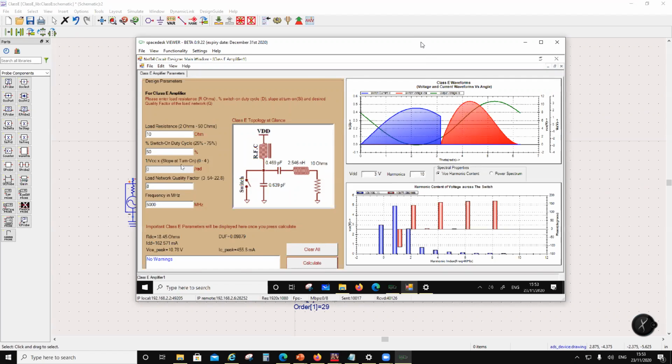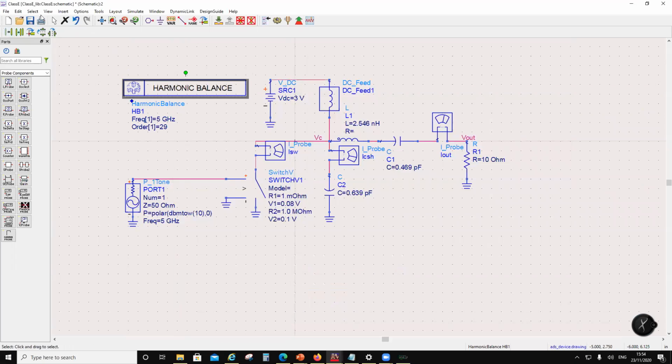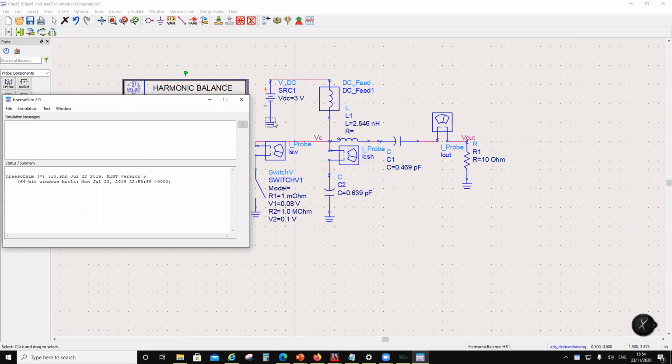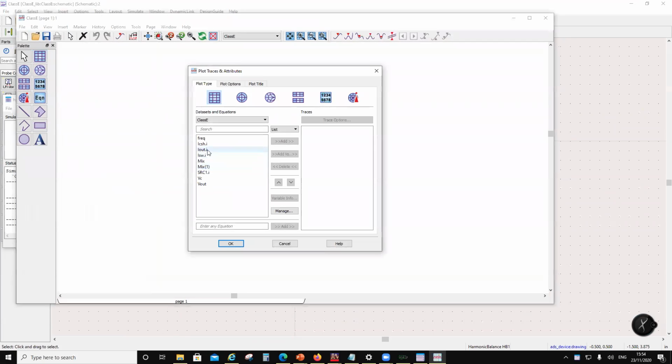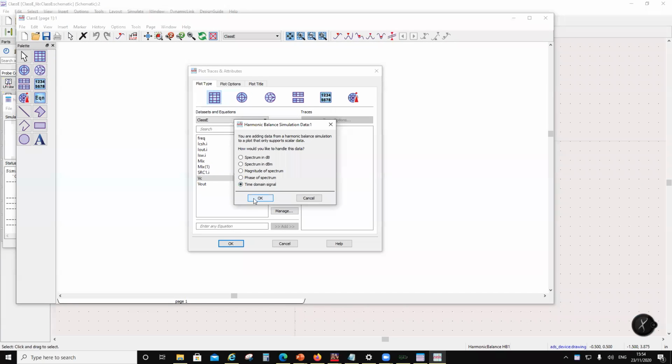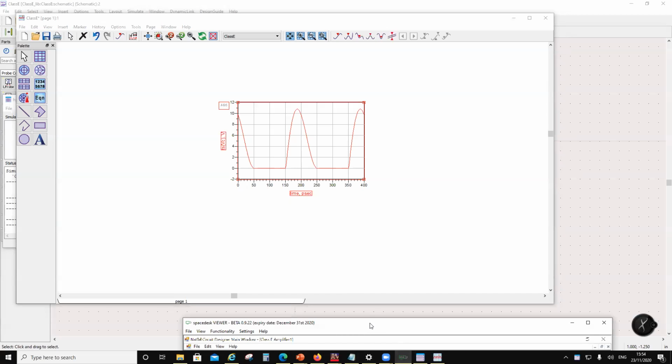Okay, so let's do this. So now I'm going to simulate this harmonic balance. It's already harmonic balance in here. I'm going to hit simulate. Okay, so I'm going to first plot VC, and I want to look at the time domain signal. So that's your class E. That basically looks like your ideal class E, like this.